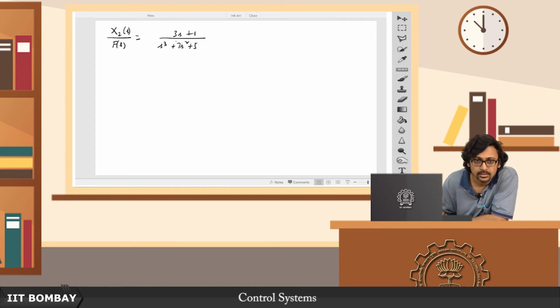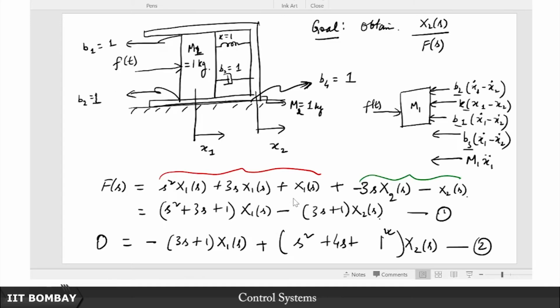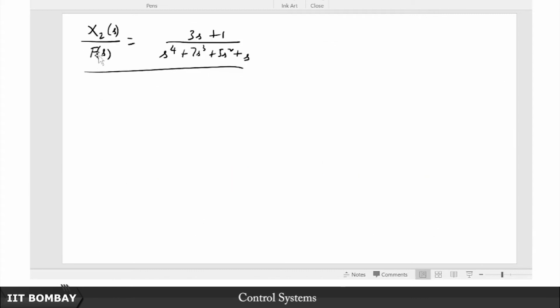okay, s to the power 4 I believe, s to the power 4 plus 7s squared plus 5s, 7s cubed, sorry, plus 5s squared. Let me rewrite that, it's becoming a little clumsy, I just missed one power. It's s to the power 4 plus 7s cubed plus 5s squared plus s, okay. So that is the desired answer. Of course this should not be too difficult, you should be able to eliminate or use Cramer's rule between equations 1 and 2 and be able to obtain the ratio between x2 and f, right. So that is one part of it.